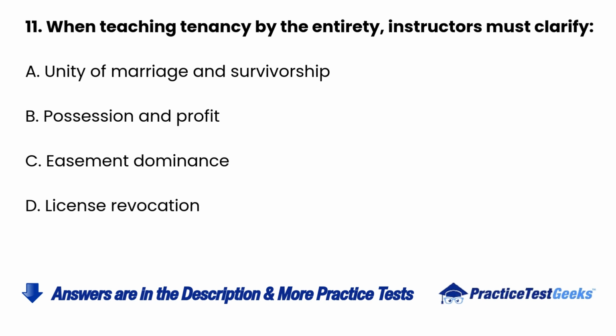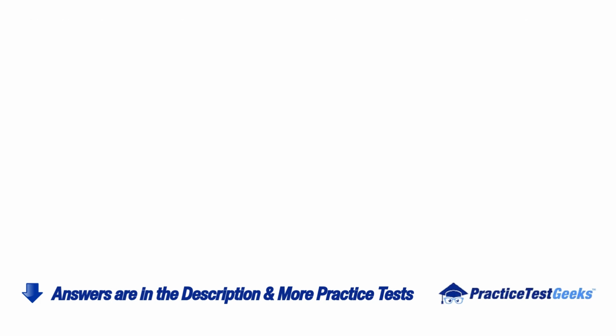Unity of marriage and survivorship. B. Possession and profit. C. Easement dominance. D. License revocation.